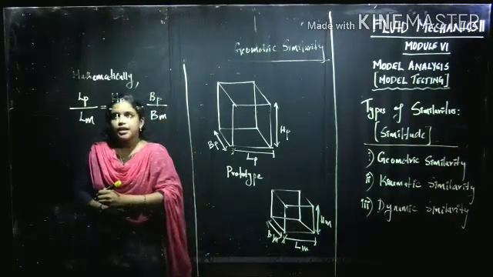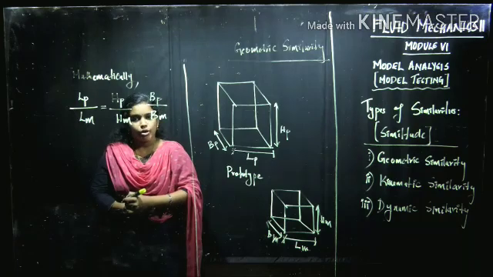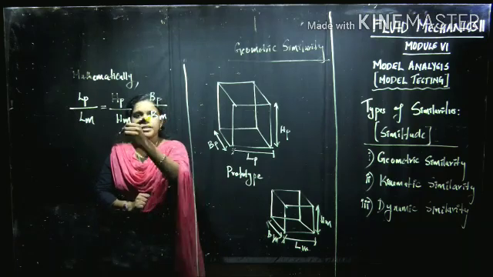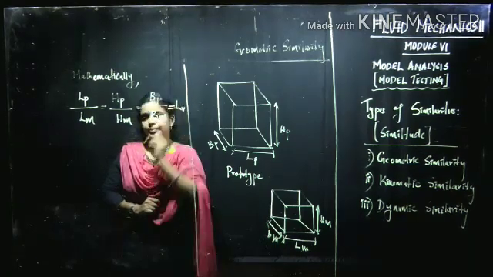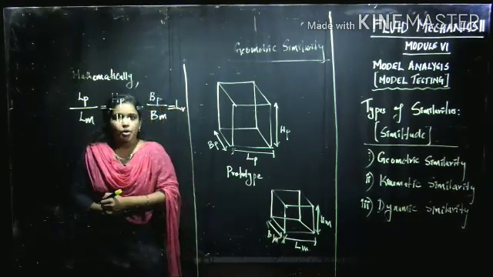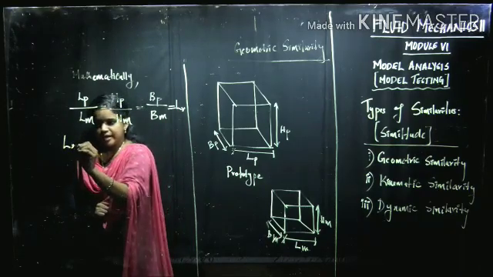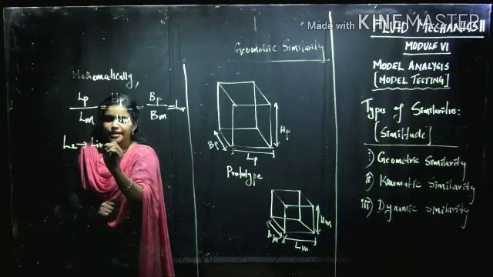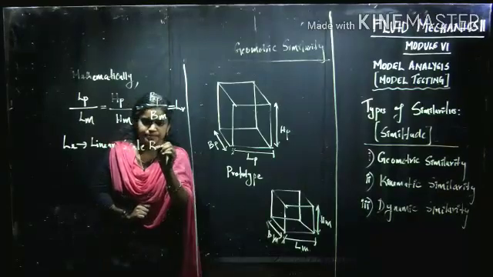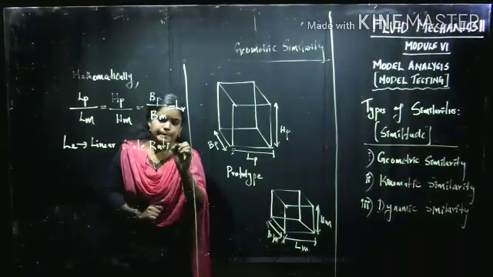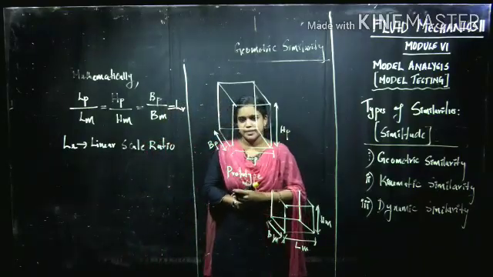So this is the condition for geometric similarity to exist between a model and a prototype. And this ratio can be represented as LR. LR is known as the linear scale ratio. So that is the explanation for geometric similarity.